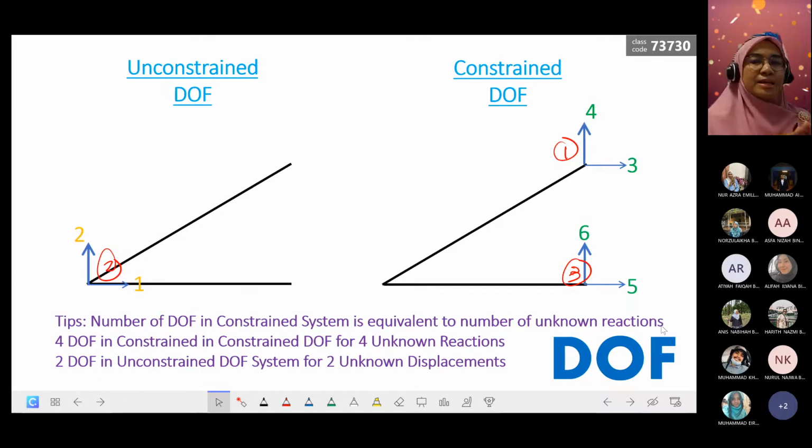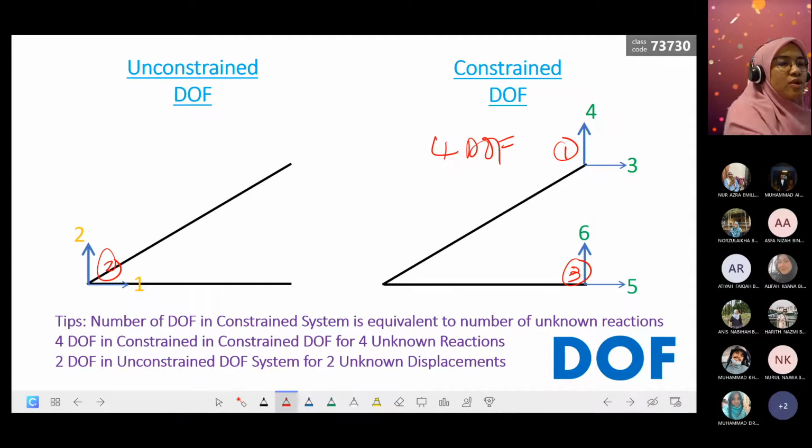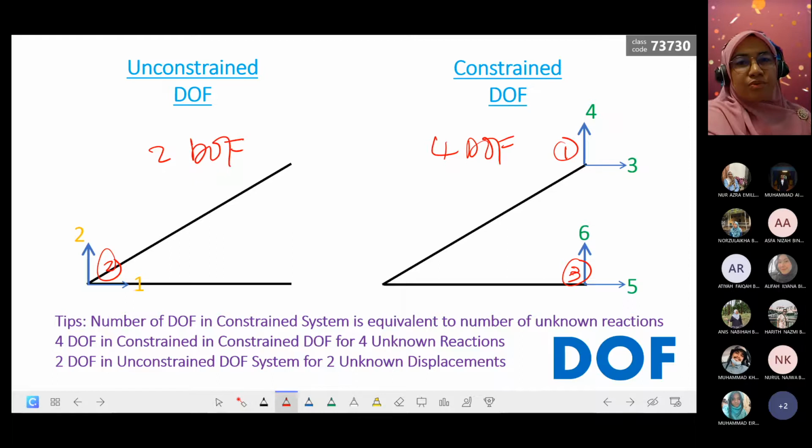Okay, tapi kita kena differentiate, pisahkan between unconstrained and constrained. Completekan unconstrained dulu, dah habis label constraint, barulah masuk label dekat constraint. Okay, so identify 4 as just now kan, identify 4 DOF ni, dia dah ada 4 kat sini, mesti ada 2 kat sini. Yang ni faham? 2 dengan 4 ni.